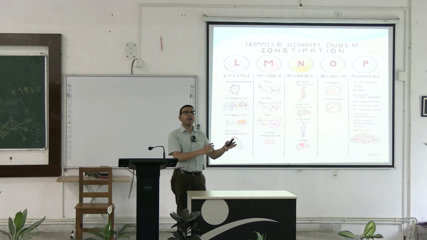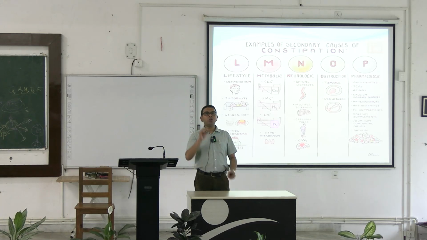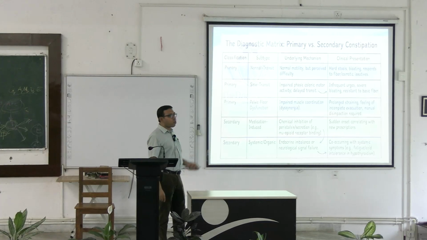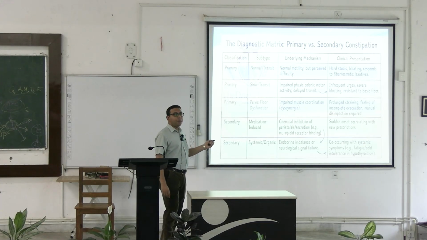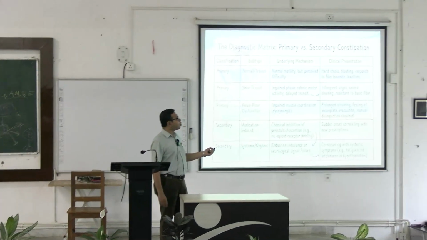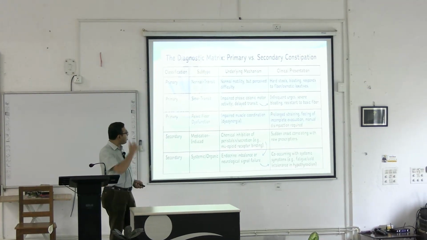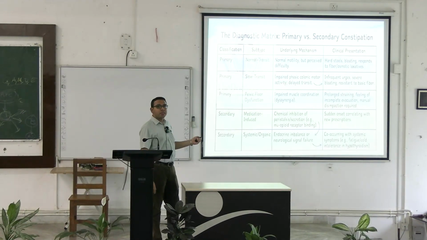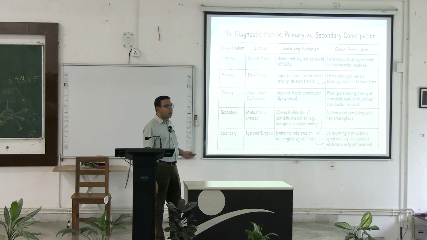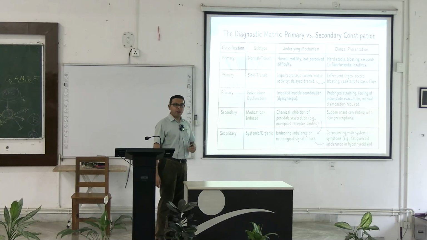So apart from the secondary causes, in most of the cases, if there is no apparent cause, it is known as the idiopathic constipation or chronic idiopathic constipation. Okay. So you can see primary, there may be normal transit, it is the normal motility, but there is perceived difficulty in evacuation. So hard stools, bloating, response usually to fiber and osmotic laxatives. Primary but slow transit constipation is impaired phasic colonic motor activity and the transit is delayed. Here the patient complains of infrequent urges, severe bloating and resistance to basic fiber.